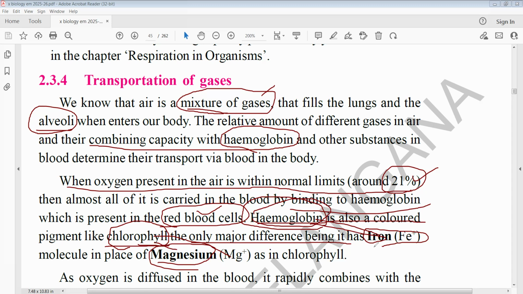Here a general knowledge question is also important. Hemoglobin consists of which element? The answer is iron, Fe. Chlorophyll pigment consists of which element? The answer is magnesium, Mg.